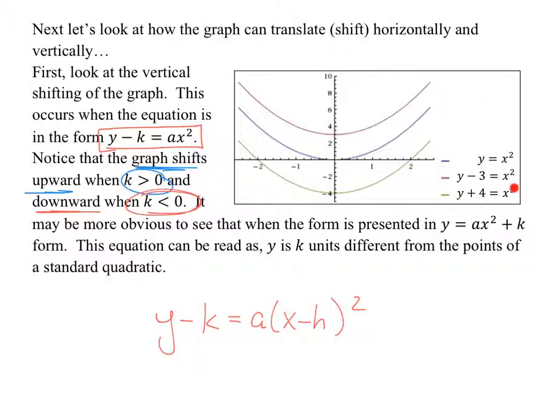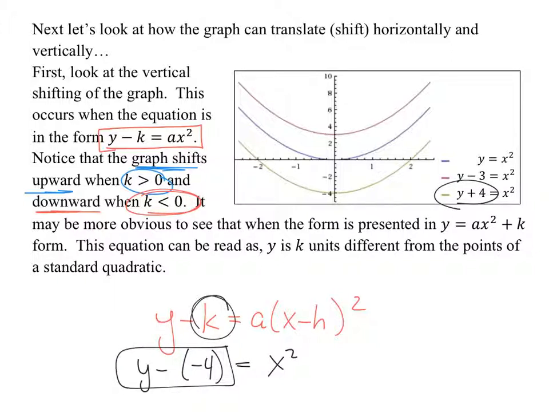If I looked at this one here, how can I get y plus 4 if I were writing it as y minus? I would write it like this, y minus negative 4, and that equals the rest. Okay, and minus a negative is what gives me a positive. That's where this comes from. So as a result, k is negative 4. When k is negative 4, it means we take the parent function and we simply shift it down 4 units. Okay, down 4 units.